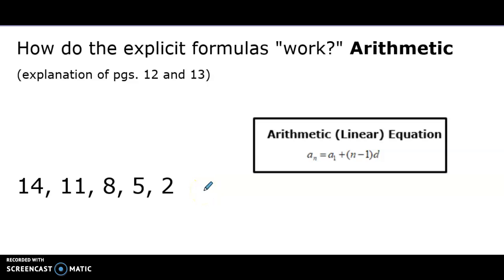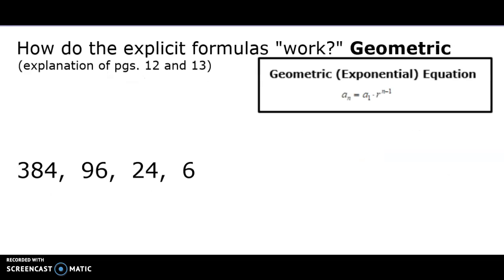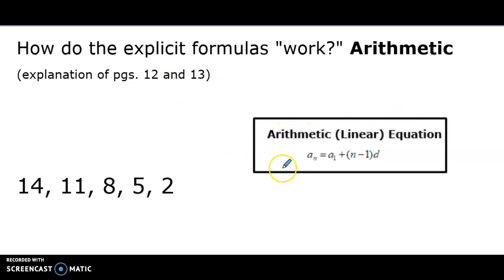Okay, so this is something you took notes on Friday for today, but I never really got a chance to explain it. So these are your given explicit equations for an arithmetic sequence and then a geometric sequence. This is on the top of page 12. And I just had you follow along and write notes the best you could.